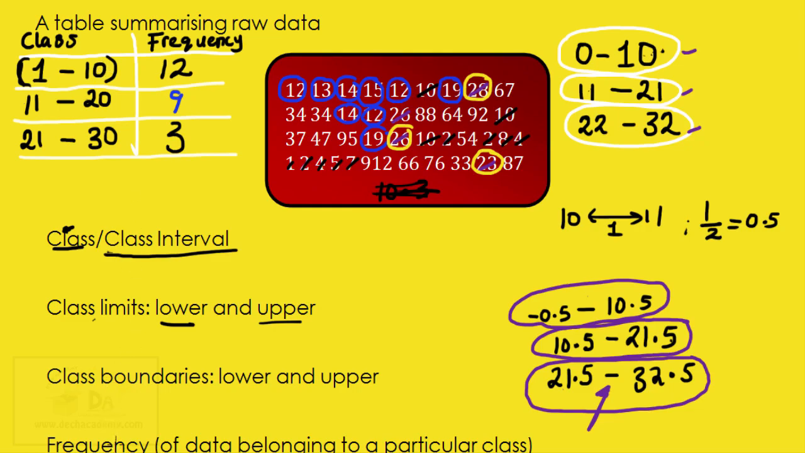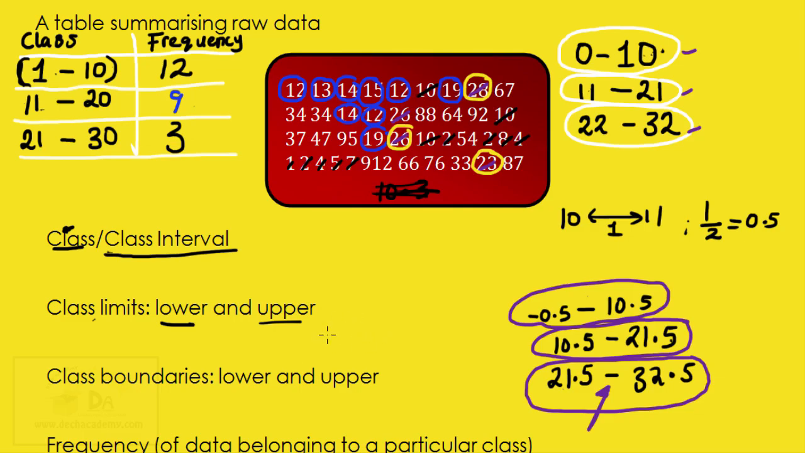We also looked at frequencies. The frequency of a class just tells you the number of times data belonging to that class appears in the raw data set. In this case, we had some numbers given to us, and for the class 1 to 10, we figured out that only 12 out of all the numbers here belong to the class. So the frequency of this class is 12. A similar idea was applied to the other classes, and we found out that the frequency of this class is 9 and the frequency of this class here is 3.